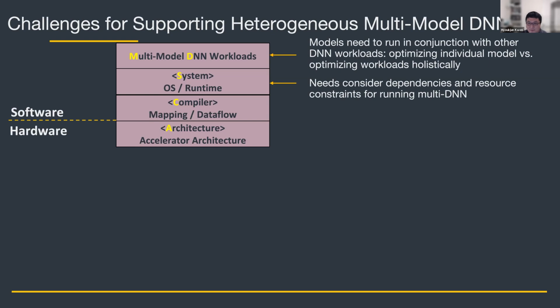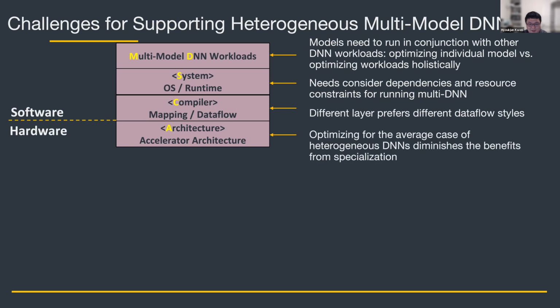For the OS and runtime, we need to consider dependencies across the DNN models and resource constraints for running multi-DNN. And there are also many other constraints to consider on the system side. For the compiler, different layers or different ML operators prefer different dataflow styles, so the mapping optimization needs to be carefully performed. And on the architecture side, optimizing for the average case of these heterogeneous DNNs will diminish the benefit from specialization, which was the main strategy for years for enhancing efficiency on the hardware side.